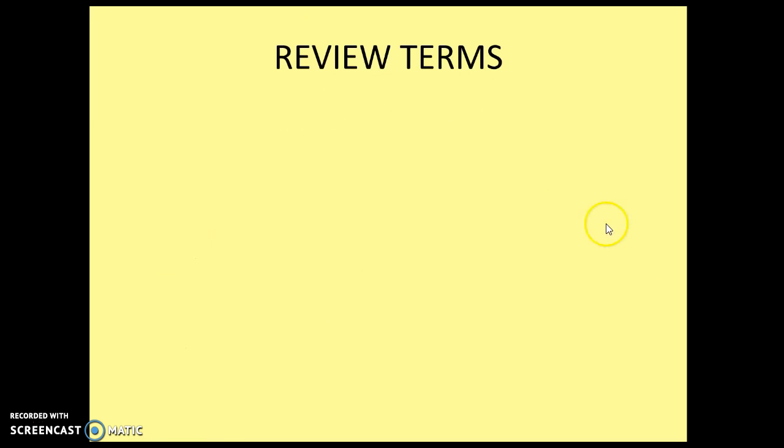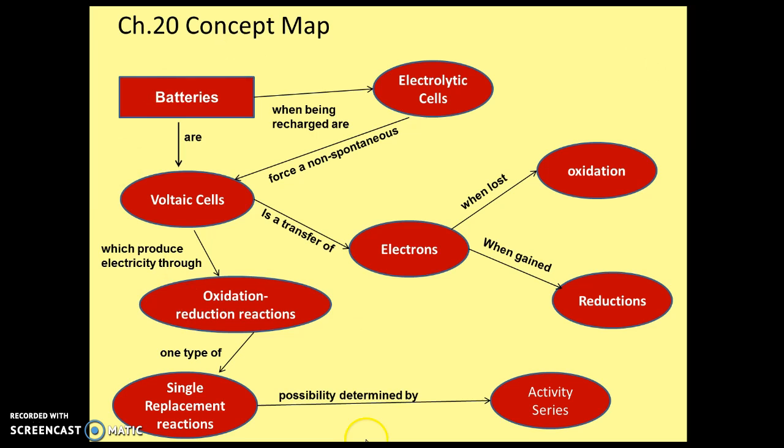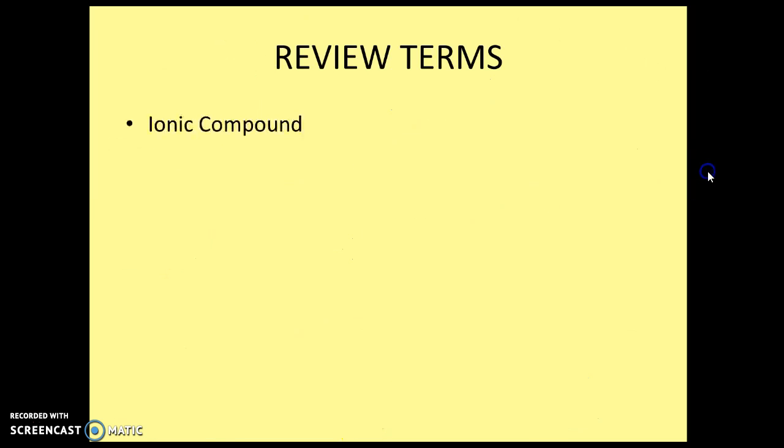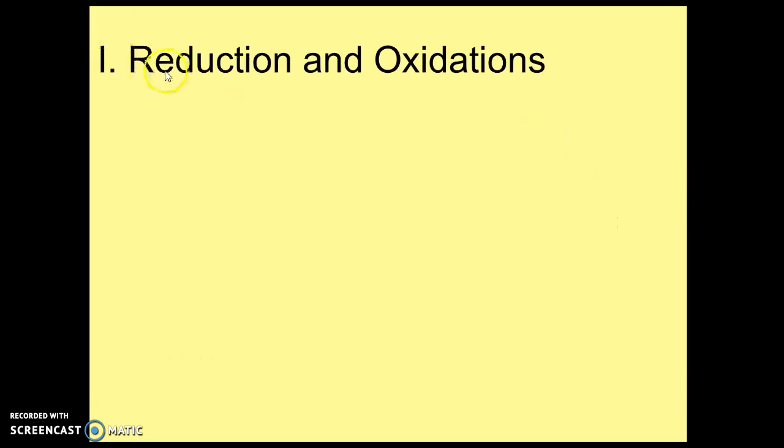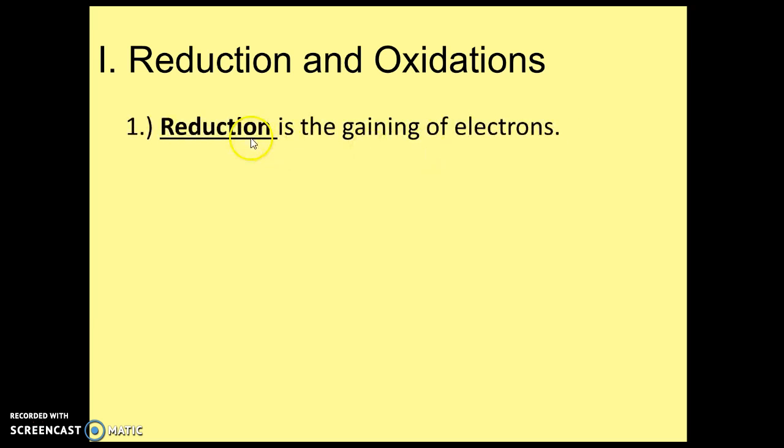If you never filled in this concept map, take a second to do that. I asked you to go through and look at some of these review terms and define them, because we're going to be using them again. Let's pick up then with oxidation and reduction. You did a packet where you looked at a reaction in real life and then got to see a model of that reaction.